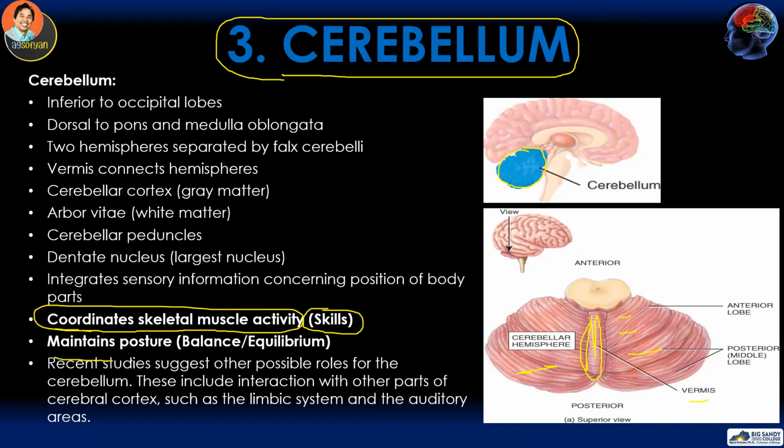The other function is also to control our balance, our posture, whether we walk nicely, we walk normally, will be controlled by the cerebellum. Okay, so maintaining our posture, our movement, our dynamic balance will be in this area, the cerebellum.